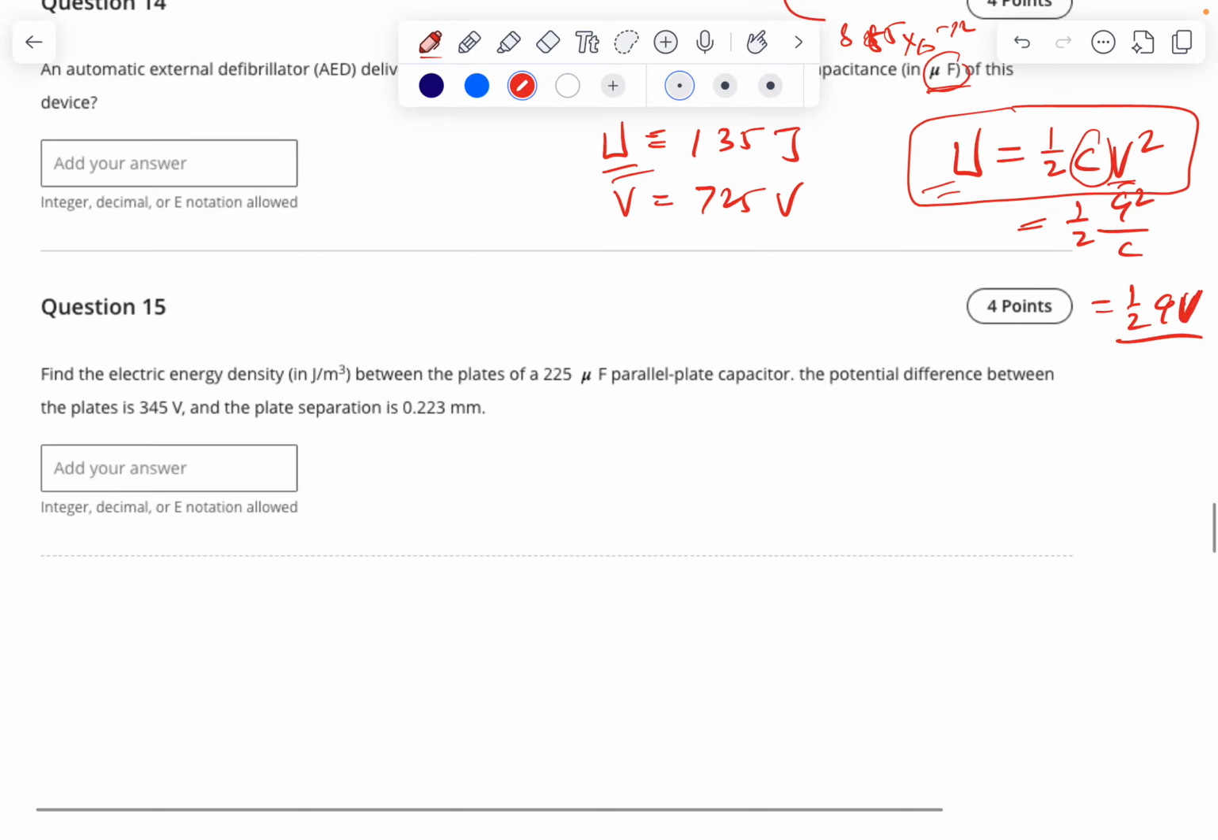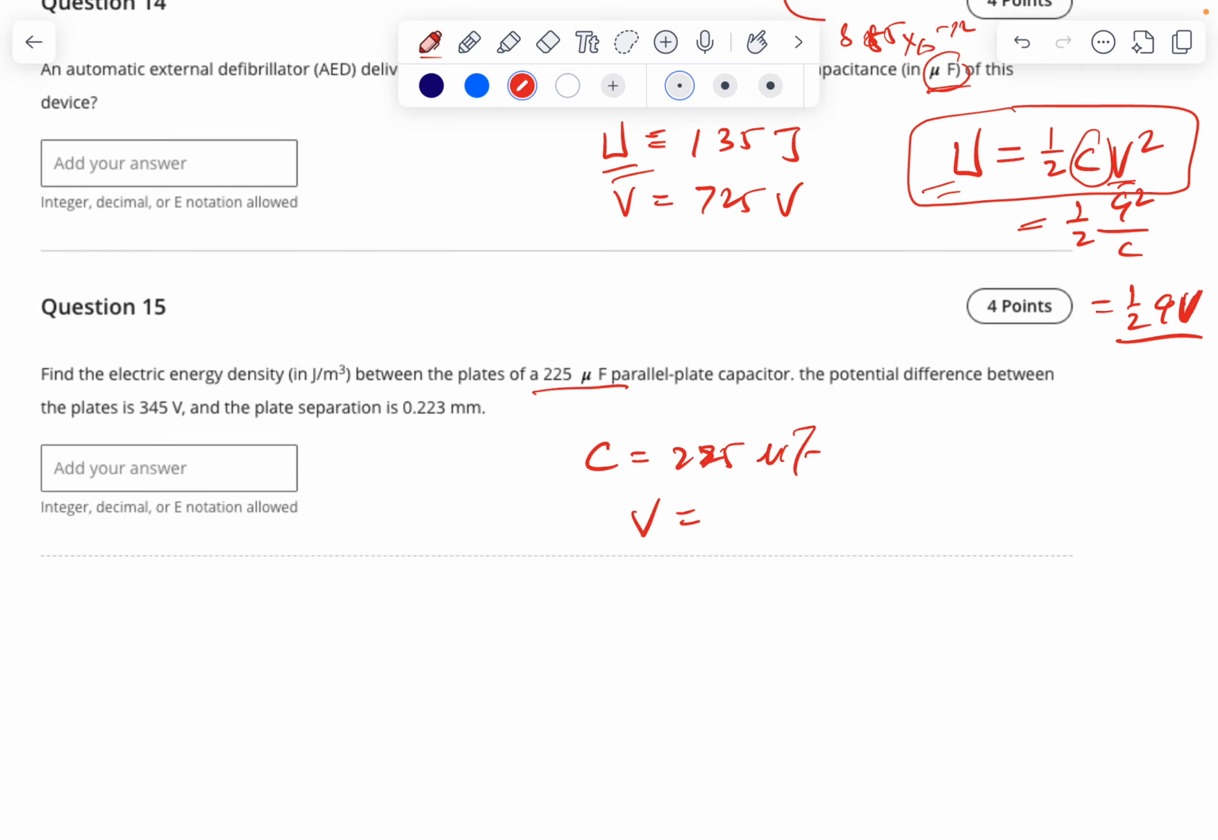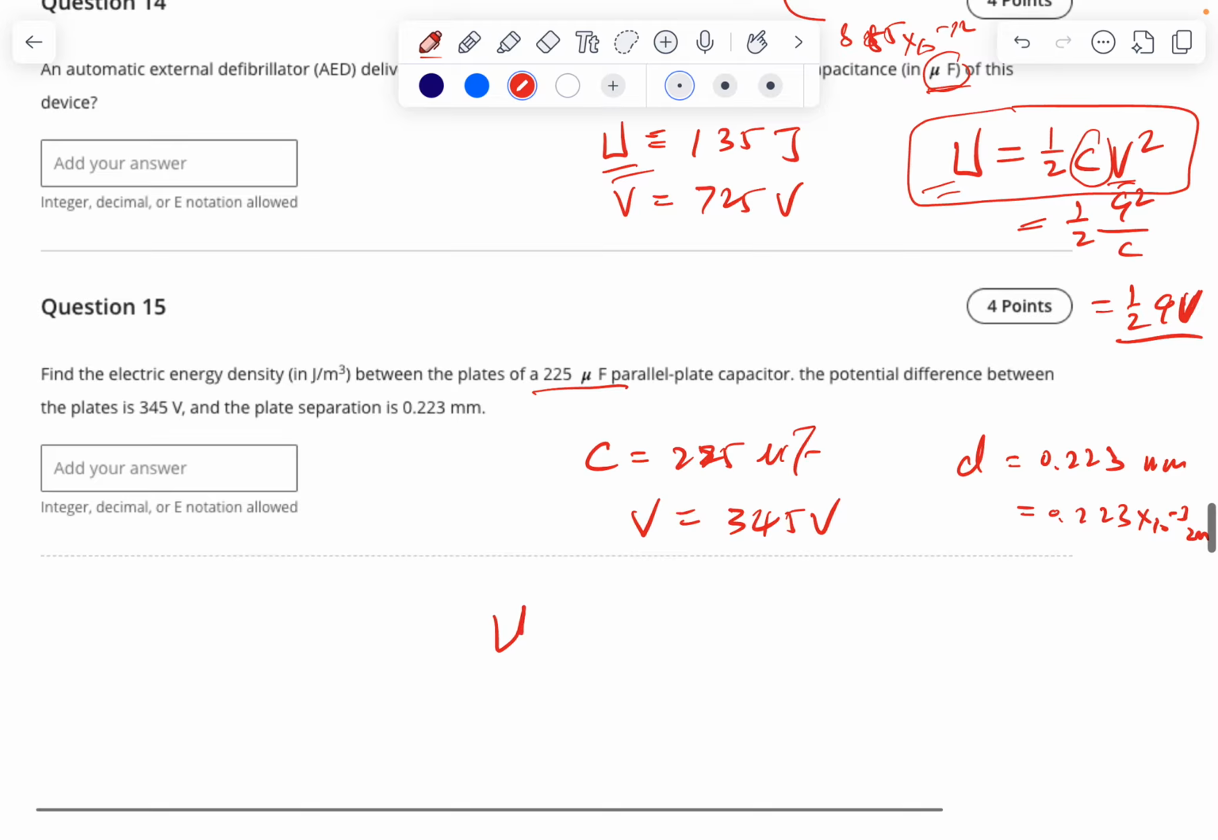Okay. Number 15, find the electric energy density between the plates of, so we know the capacitance equals 225 microfarad, parallel plate, the potential difference between the plates, V equals 345 volts, and the plate separation is this, so D equals 0.223 millimeter, okay, 0.223 times 10 to the negative 3 meter. Okay, all right.